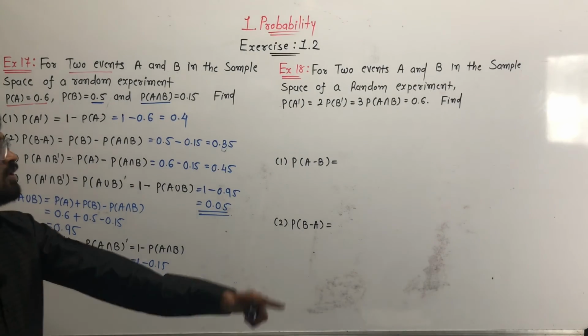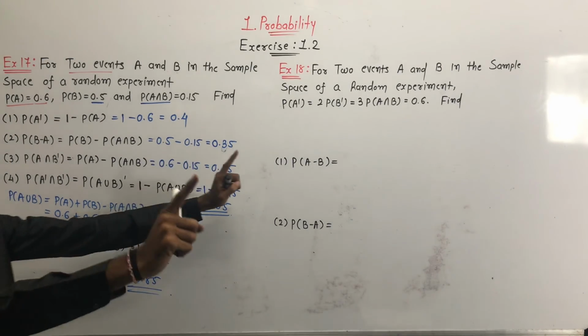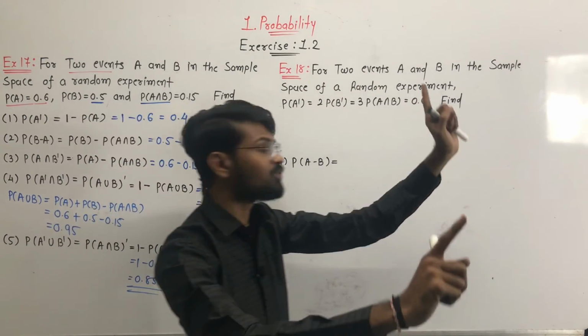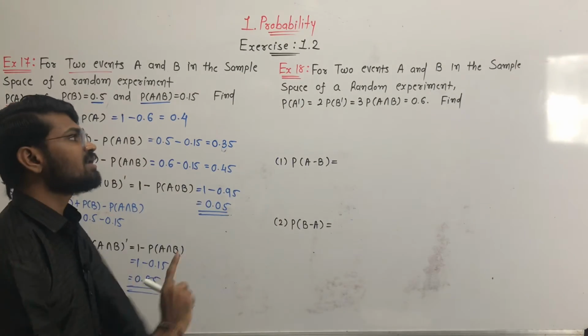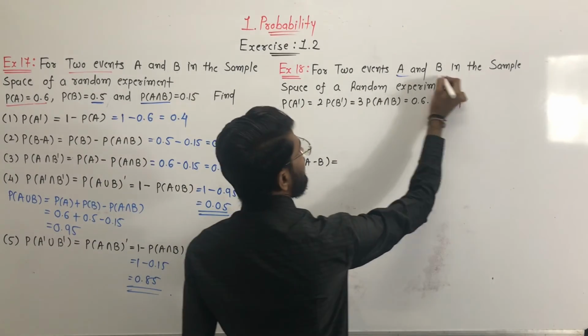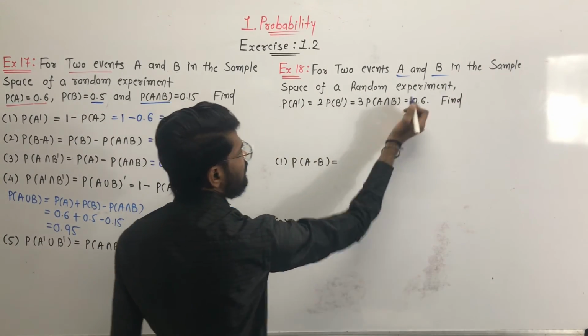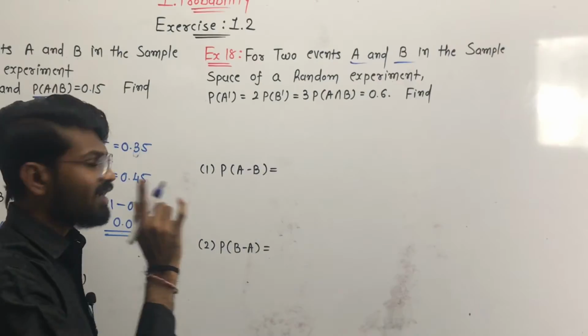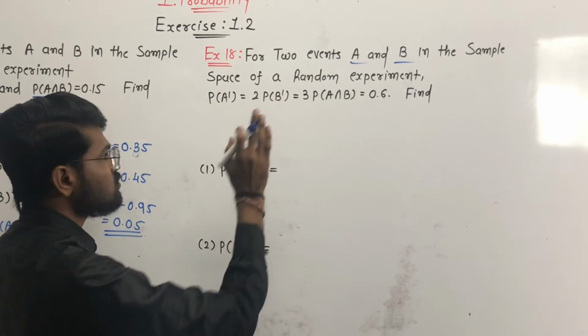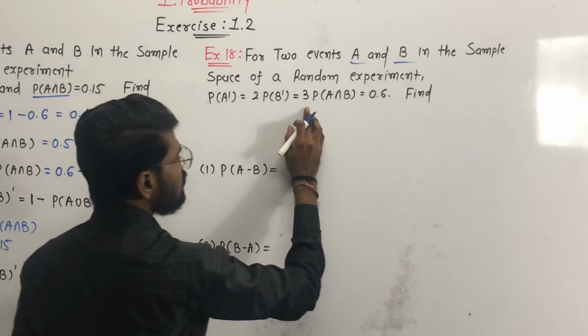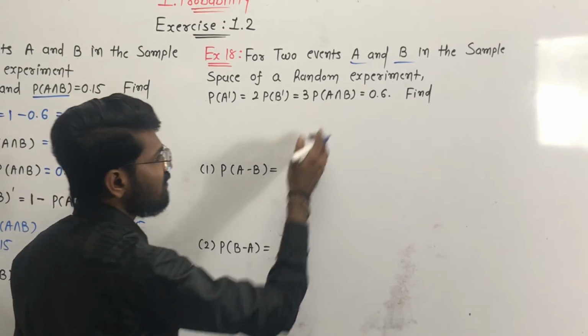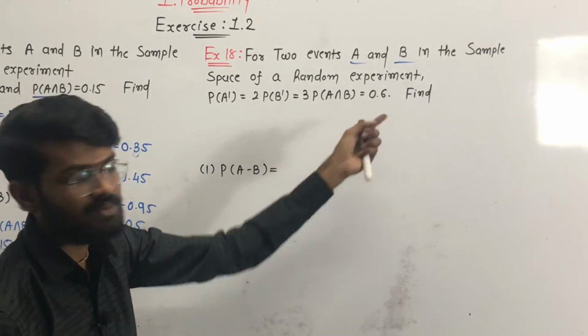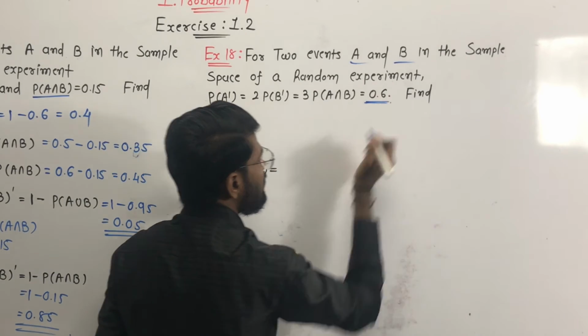Okay, now we are coming to the last example of exercise 1.2, and it is example number 18. It says that for two events A and B in the sample space of a random experiment, P of A dash is equal to 2 times P of B dash is equal to 3 times P of A intersection B, and it is equal to 0.6.